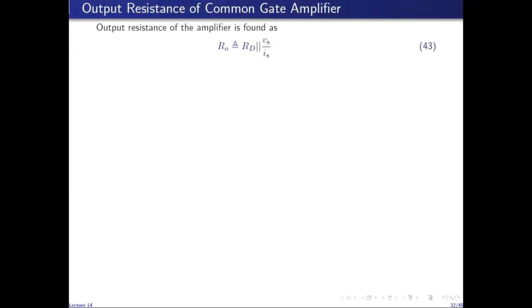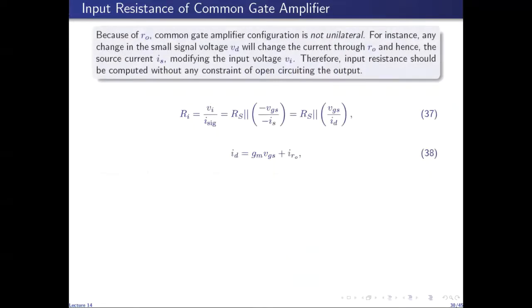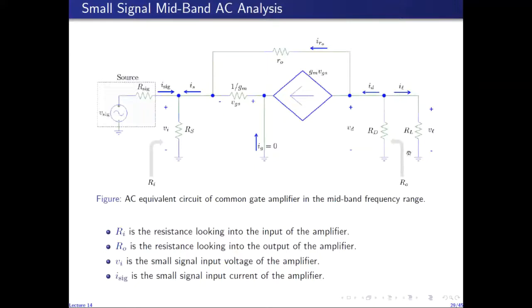Output resistance is found in a similar manner. So if I go back to the complete AC equivalent circuit of the common gate amplifier, then output resistance R naught is RD in parallel with the resistance seen looking into the drain between this node and ground. So resistance seen looking into the circuit towards the left between this node and ground, whatever that resistance is, its parallel combination with RD will give us R naught.